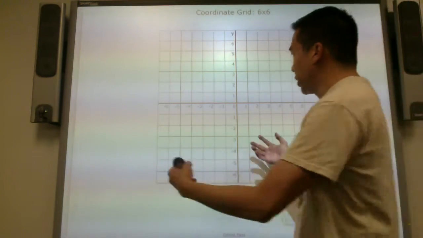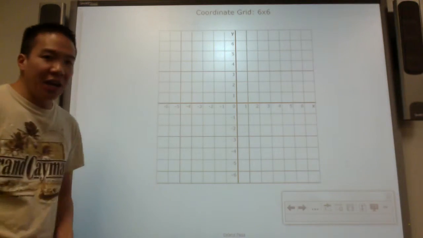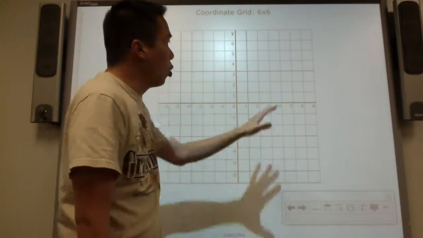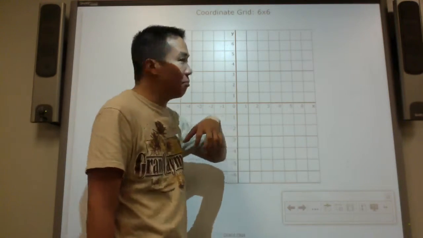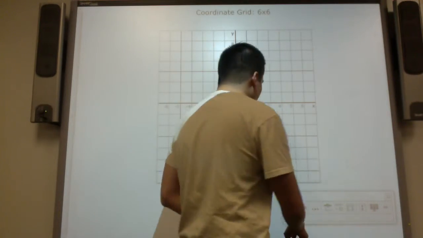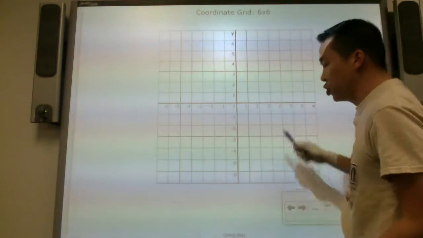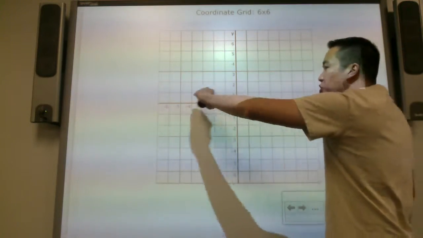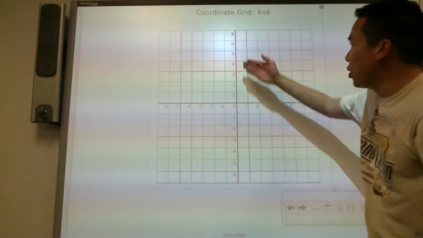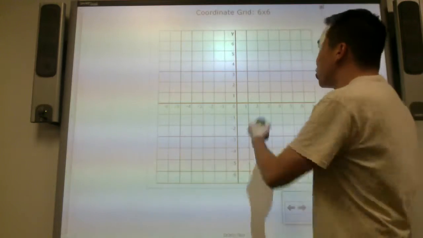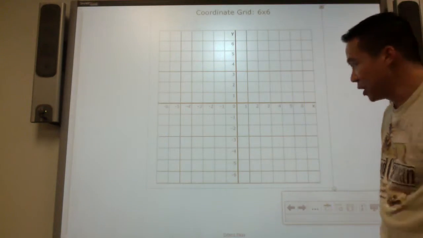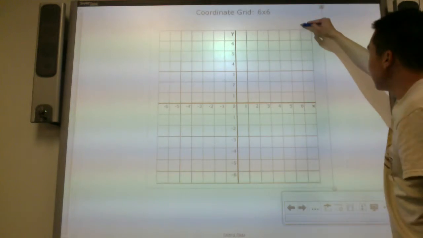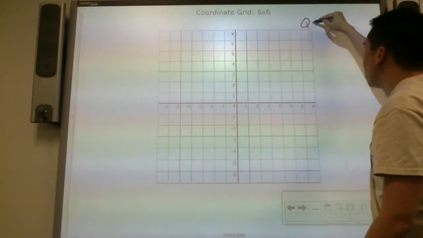So in a coordinate grid, you have a coordinate plane. Last year in elementary school, you learned only using positive numbers. That was quadrant 1. As you notice, there are two number lines here. There's the x-axis, the horizontal number line, and the vertical number line, which is the y-axis. And it forms a plane, a grid. This is divided into 4 quadrants.